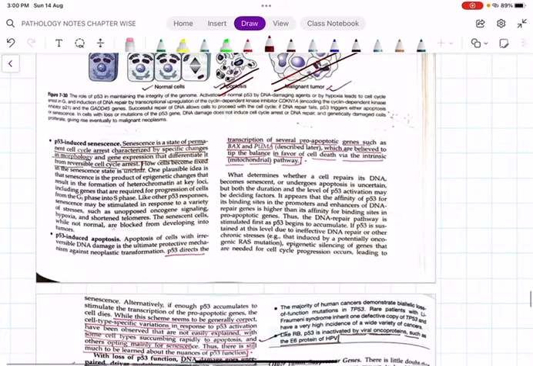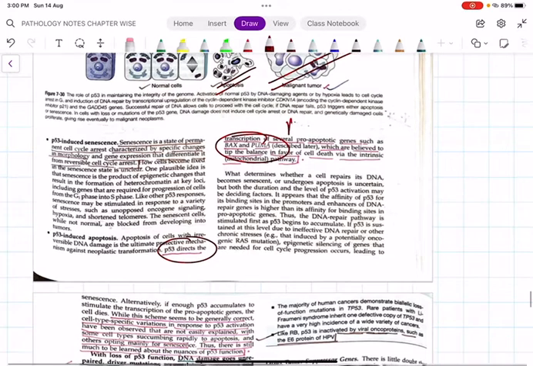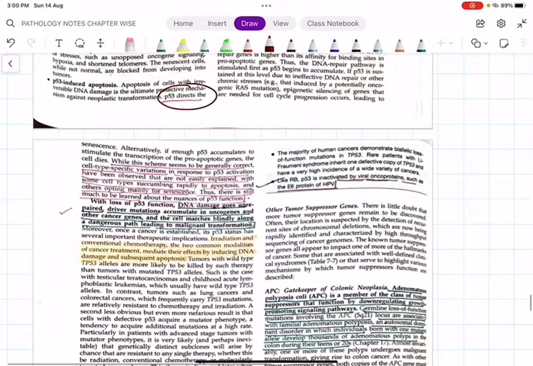Then P53 directs the transcription of several pro-apoptotic genes such as BAX and PUMA. BAX and PUMA, very very important. They are pro-apoptotic genes, so they promote apoptosis. Apoptosis means unnecessary cells should die. But whenever there is a mutation of P53, unnecessary cells can't die.